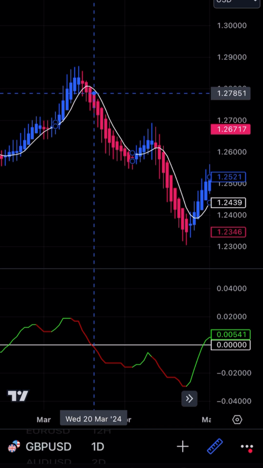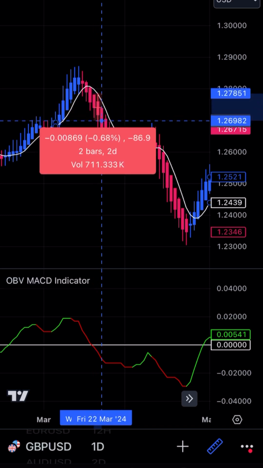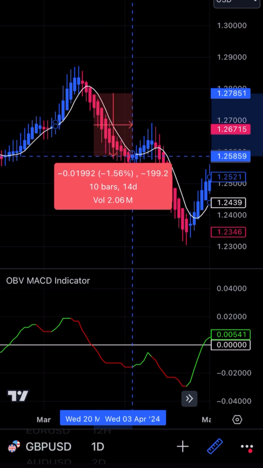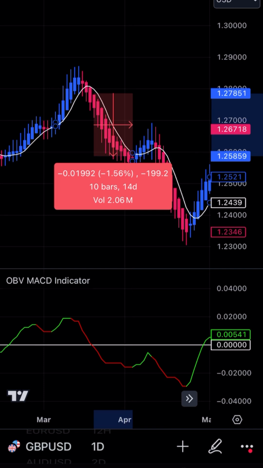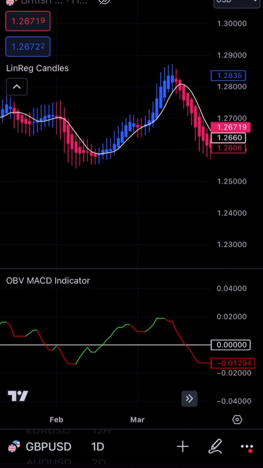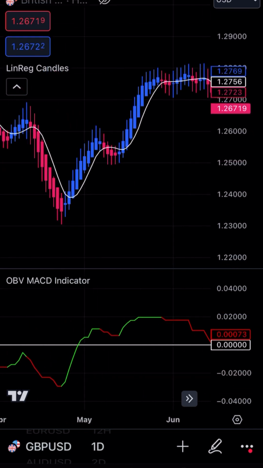See, this one's not going to be a good one. You see it's crossing. Well, yeah, it is. Actually, it is. You see it crossing on the MACD, and it's also crossing at exactly the same time. You ride that out till it touches the linear line again. And this is a 1,992 pip move.